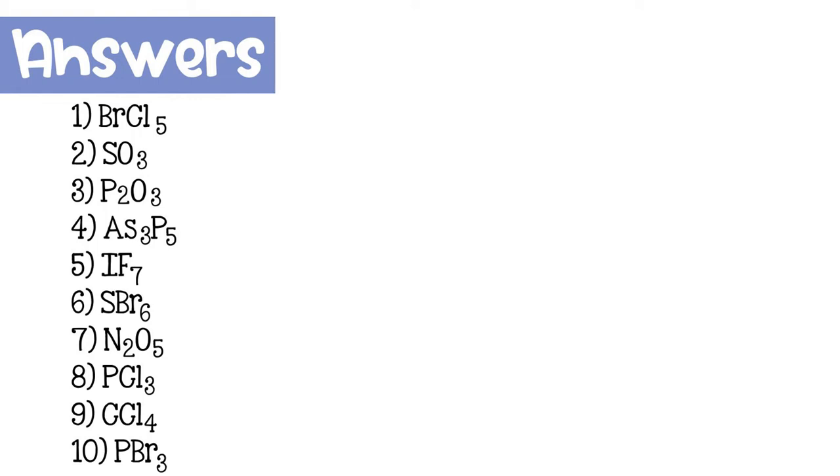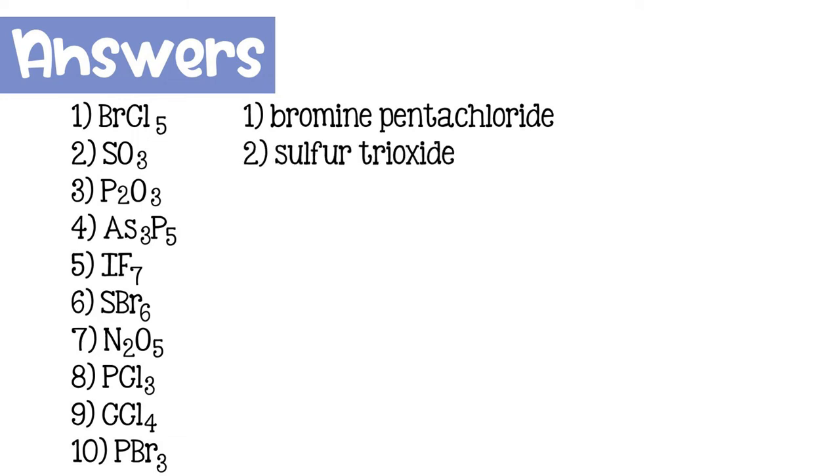So, practice time. BrCl5. Br is bromine. There is only one of them, but we do not put mono on the first one. Cl is chlorine, which we need to change to chloride. 5 means we're going to use a prefix of penta, and we have bromine pentachloride. Now, what about SO3? S is sulfur. There's only one. We don't need a prefix. O is oxygen, which we change to oxide, and we use the prefix tri for 3, so sulfur trioxide.